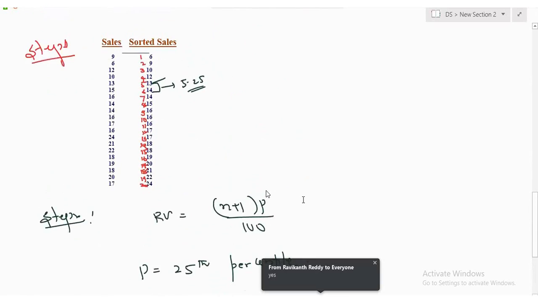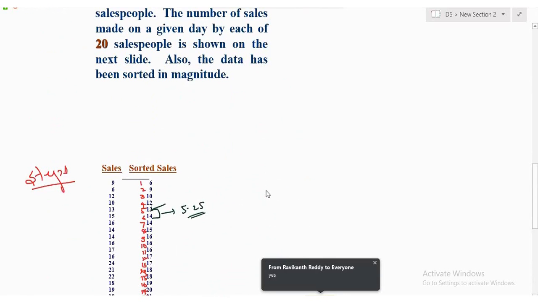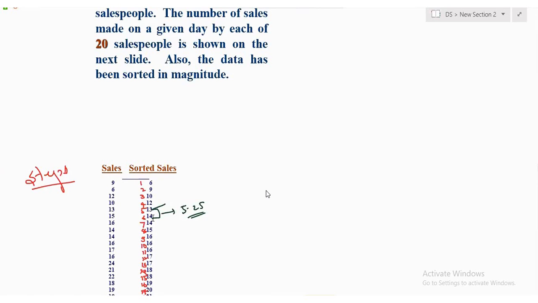Why? The 5th value is 13 and the 0.25 value is how much? 0.25 is 25 paisa. I added that 25 paisa to 13 rupees. Let's say the difference between the 5th and 6th ranking value is 10 rupees. The 5th rank is 13, and adding 10 makes the 6th value 23 rupees.